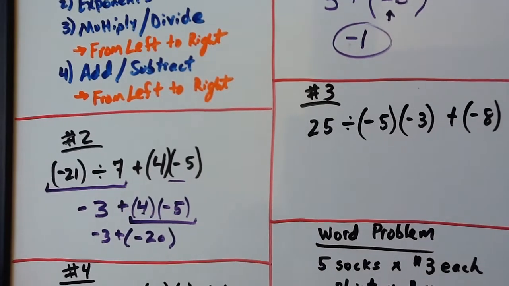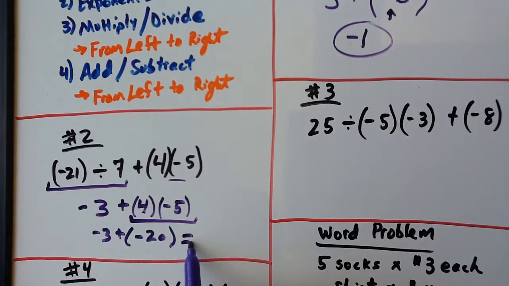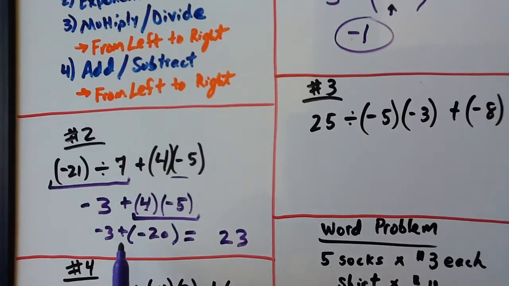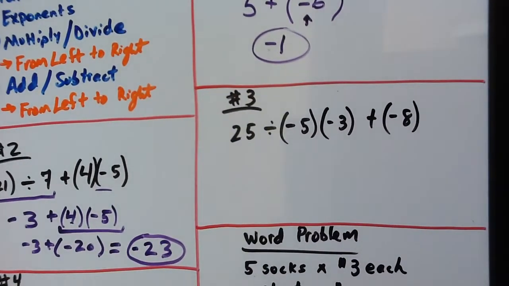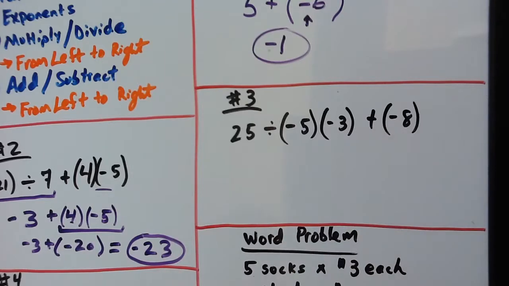Final step here, I'm adding integers with the same sign, and so I need to add and keep the sign. Add and keep the sign. 3 plus 20 is 23. Keep the sign. The sign's negative, so my sum is negative. Negative 23. Number 3 here, I have division. This is multiplication and addition. So I need to multiply and divide from left to right.